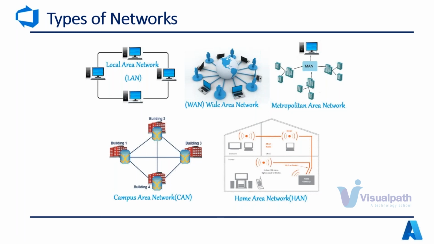Then we have something called metropolitan area network, which we use within the city. If you have multiple offices within the city, for example, offices 30 kilometers apart, 50 kilometers apart, and you want all your offices to be connected, then you can use what they call a metropolitan area network.